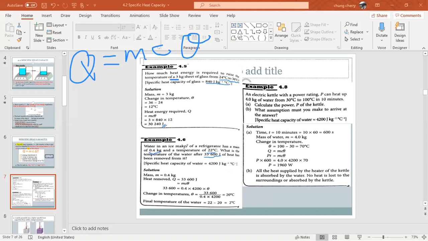They have given you the specific heat capacity, 4,200. The question now is they want you to find the final temperature of the water in the ice maker. In your opinion, will the final temperature be greater than 22 degrees Celsius or lesser than 22 degrees Celsius, since now they are making ice?